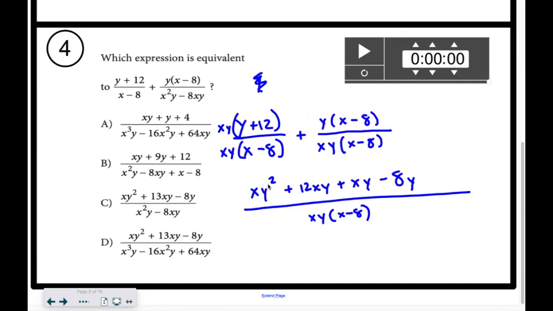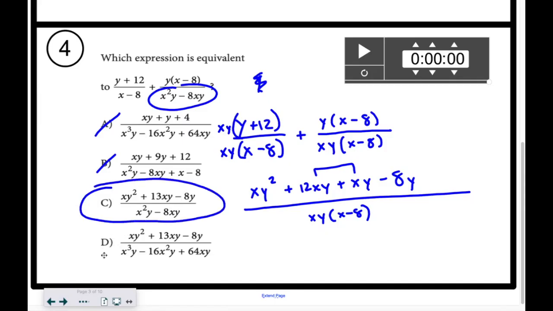We have an xy squared. This combined is a 13xy. You don't need to write that out. That gives us one of these answers. And then I have a minus 8y. And then it's basically what is my denominator? And if I were to distribute this, it's just this. Like we already factored it. So that's why this denominator is correct and it ends up being C.